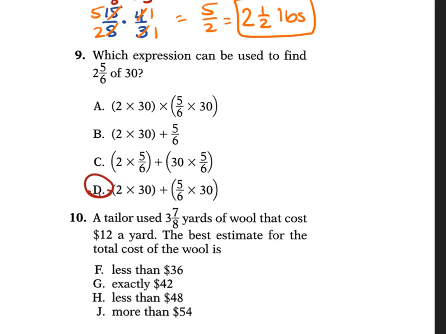For 10, it says a tailor used 3 7/8 yards of wool that costs $12 a yard. The best estimate for the total cost of the wool is. The tailor used 3 7/8, so that's about 4 yards of the wool that costs 12, so that's 4 times 12, which is 48. This is most likely going to be less than 48 because the 3 7/8 is less than 4, so H is our answer.